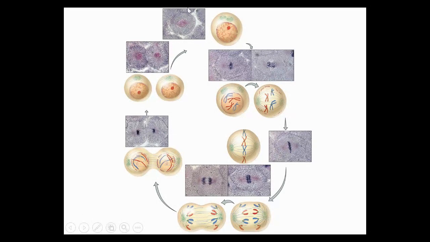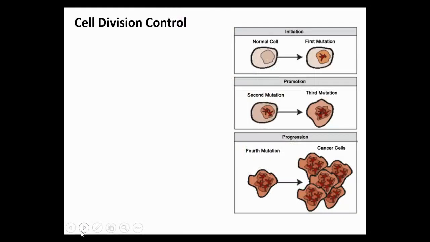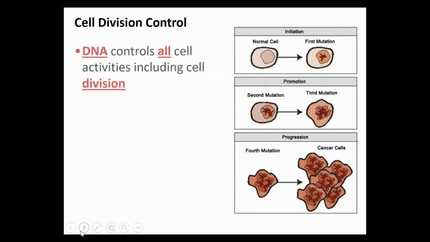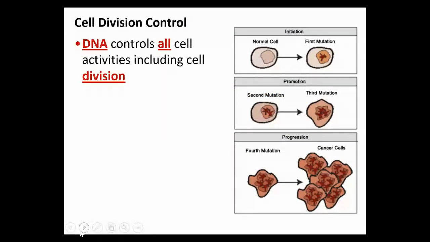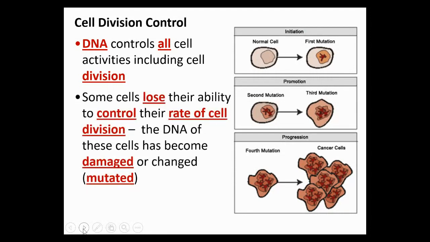Here again are the steps. We go interphase, prophase, metaphase, anaphase, telophase, cytokinesis. DNA controls all the cell activities, including cell division. Some cells lose their ability to control the rate of cell division, and the DNA becomes damaged, changed, or mutated.